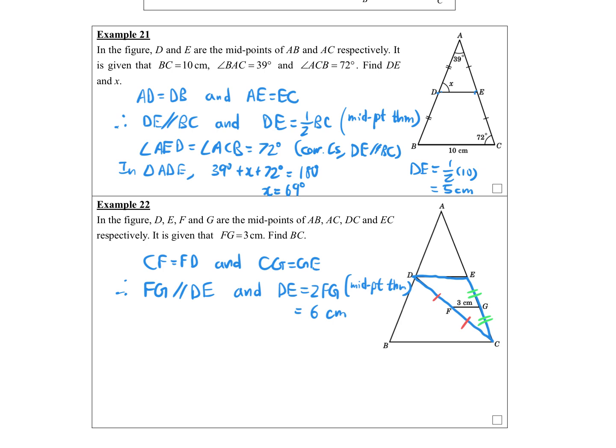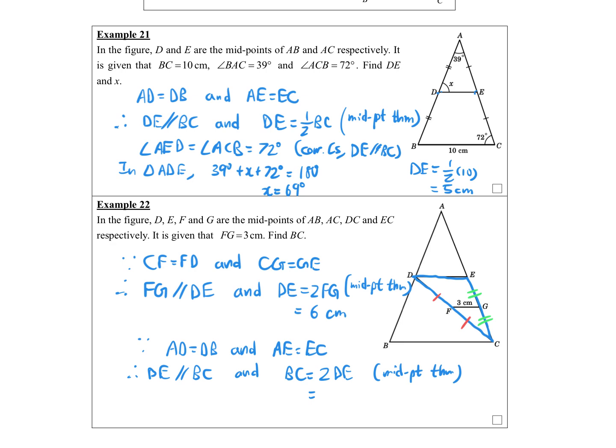Also, because AD equals DB and AE equals EC, these are also given midpoints. D and E are the midpoints of AB and AC respectively. So DE is parallel to BC, and BC equals 2 times of DE. This is the midpoint theorem. And therefore, the length is 12 cm.